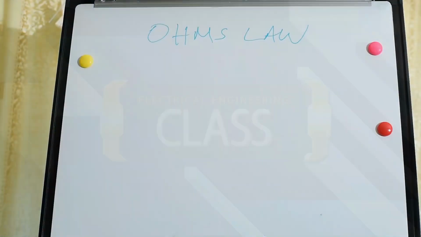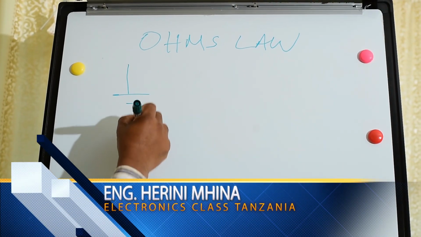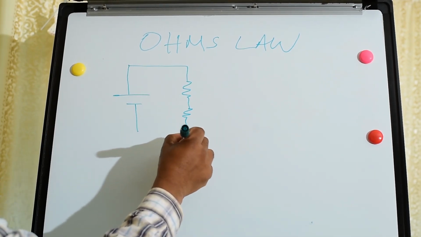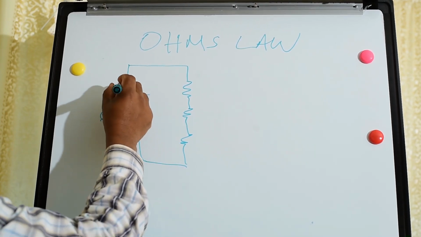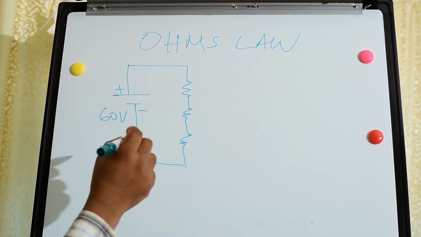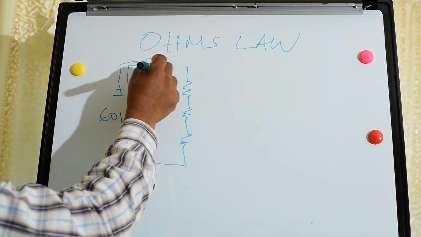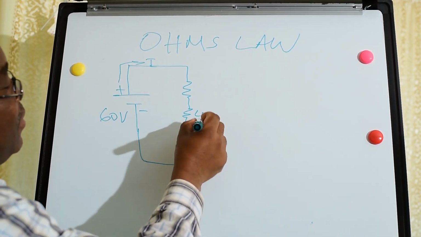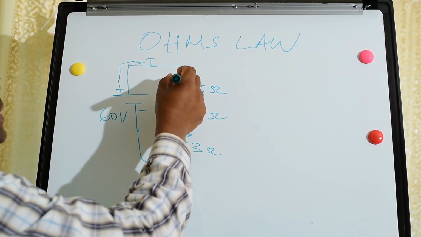We have seen a relation of Ohm's law in a series circuit. This is our series circuit. We have 60 volts here, plus and minus, and the current flows from the high potential to the low potential side. This is current in amperes. We have our 3 ohms here, our 4 ohms here, and our 5 ohms here. Current flows in this direction.